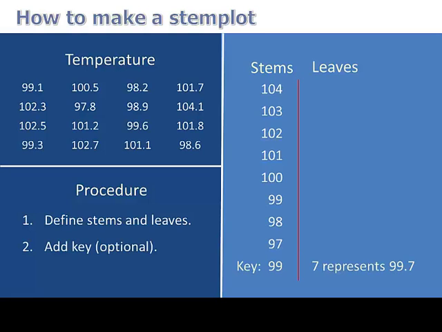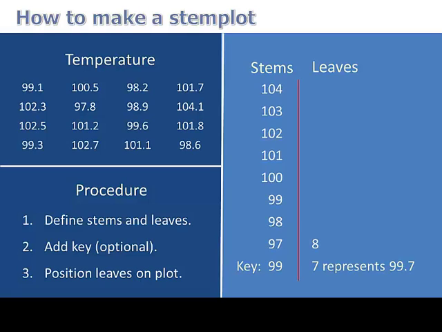We'll position each observation one by one on the leaf portion of the plot. It is good practice to position each observation in numerical order on each row. So we will start with the lowest temperature and work our way up. The lowest temperature is 97.8, which we add to the bottom of the row of the stemplot, as so. You see how this works. A stem of 97 and a leaf of 8 represents a temperature of 97.8.